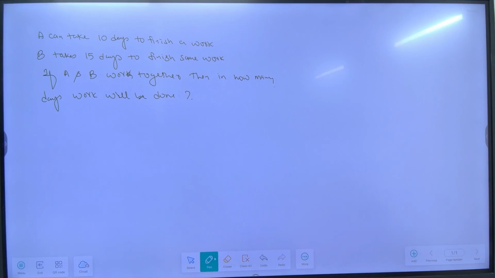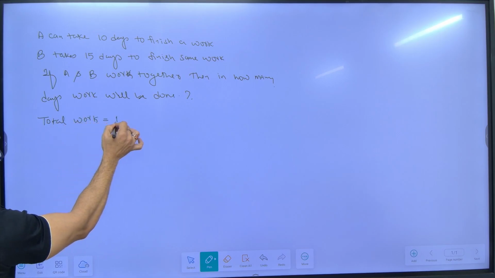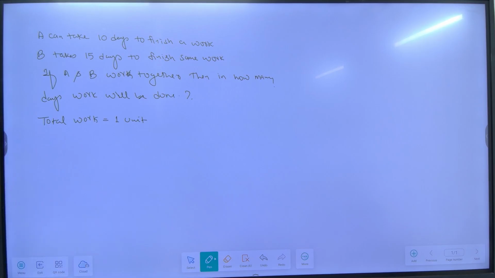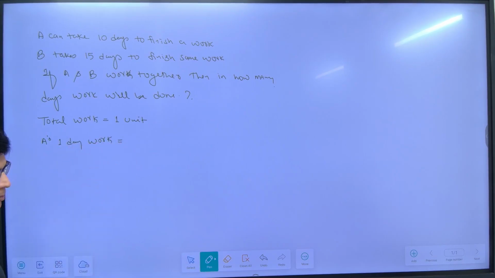Let me explain this. How did you solve this question in school? I'll tell you. In school, when we solved this question, let's say total work is 1 unit. You have to assume that total work is 1 unit. Now, A can do this entire 1 unit in how many days? 10 days. Then you find A's 1 day work. This 1 day work is nothing but the efficiency of A. That means if you can do some work in, let's say, 5 days, how much you are doing per day, that's called efficiency.